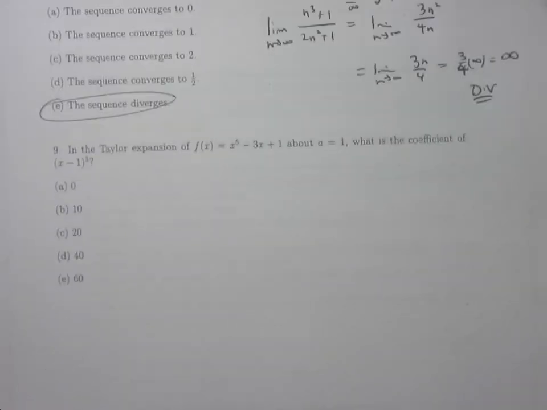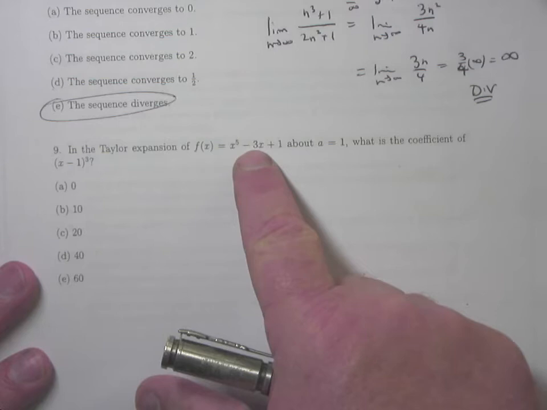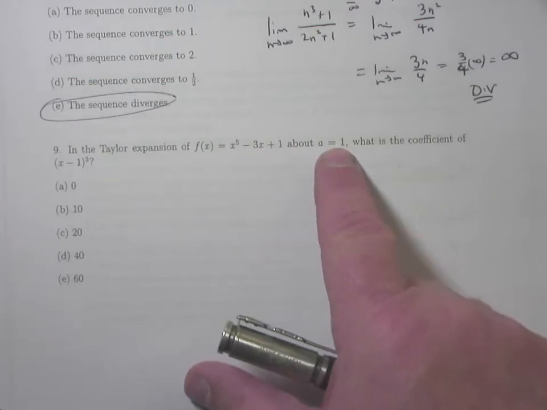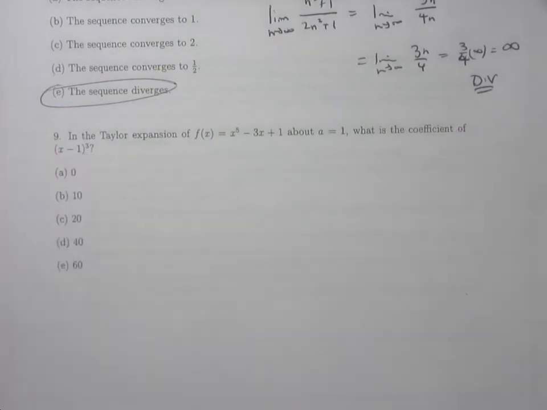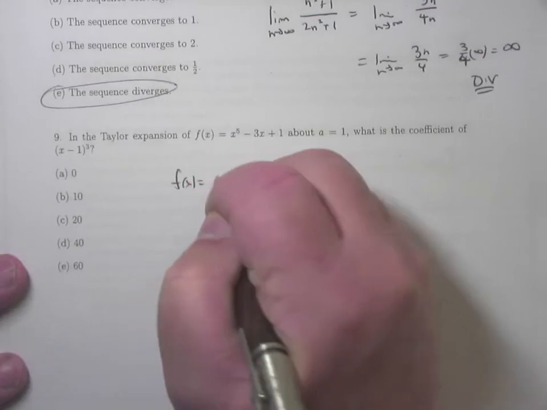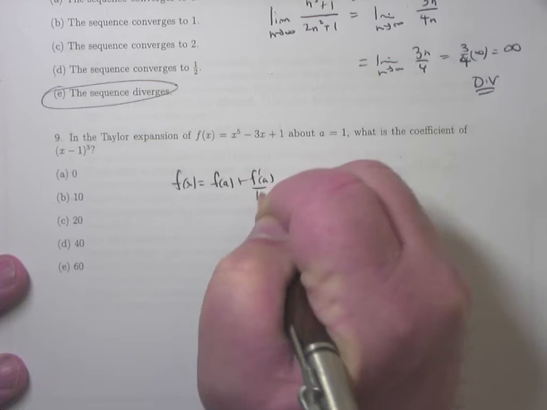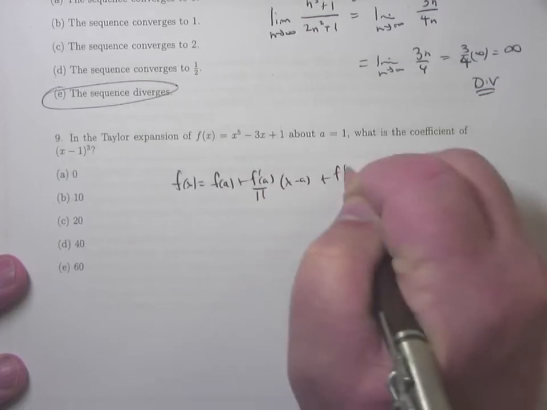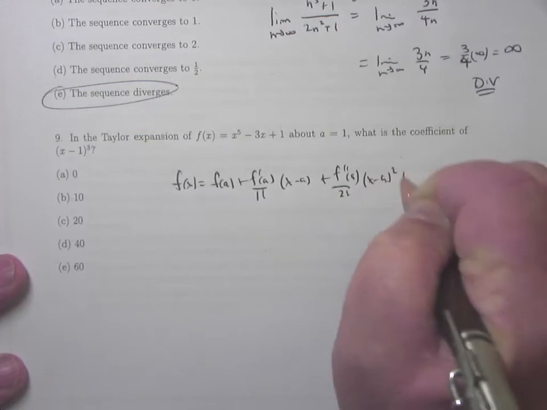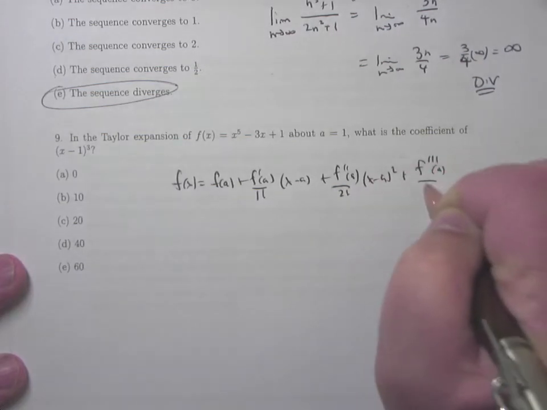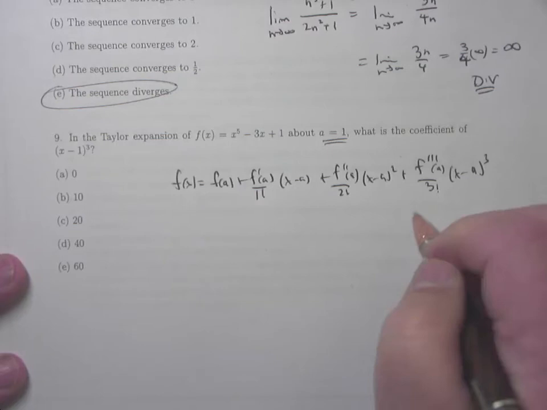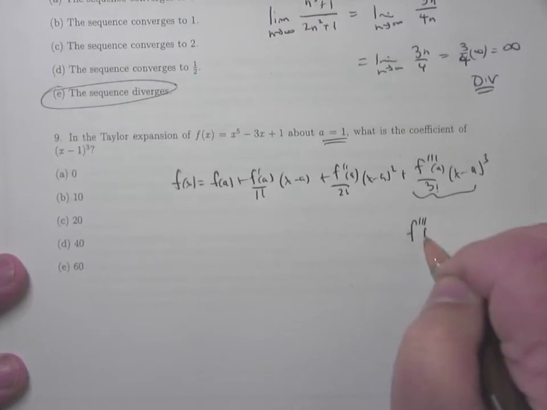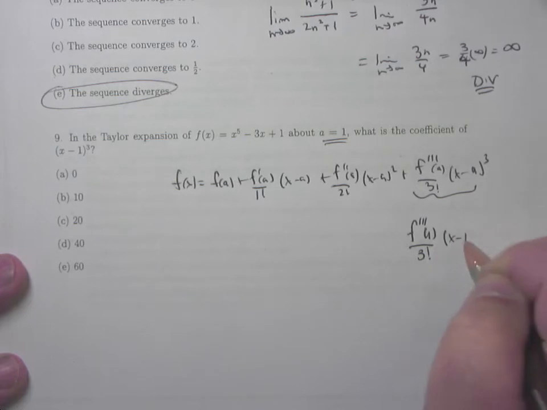Look at this one here. It says find the Taylor expansion for x to the 5th minus 3x plus 1 about a equals 1. This problem right here, people died because all they wanted you to do was find the coefficient of (x minus 1) cubed. So remember, your Taylor series f of x is equal to f of a plus f prime of a over 1 factorial times (x minus a), plus f double prime of a over 2 factorial times (x minus a) squared, plus f triple prime of a over 3 factorial times (x minus a) cubed. A is equal to 1 in this problem. So for this term here, it's f triple prime of 1 over 3 factorial times (x minus 1) cubed.